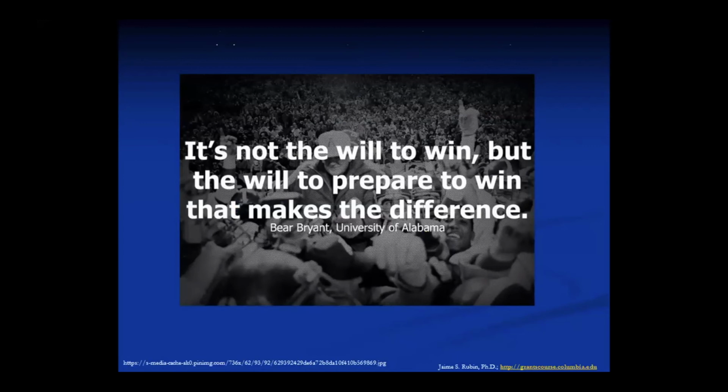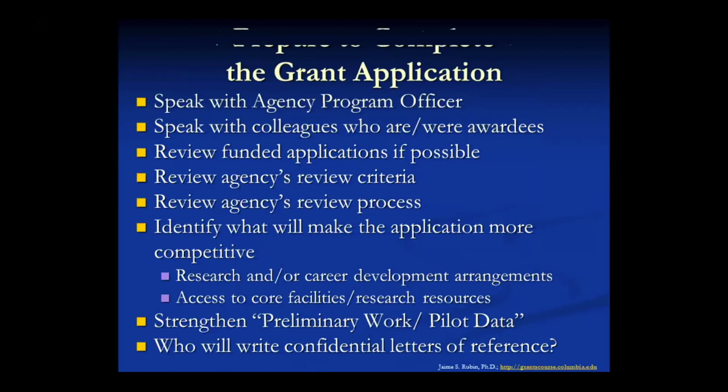So there are things that you can do that will help the competitiveness of your application as you prepare to write the application. Talk to the program officer of the funding agency. Speak to colleagues who have received an R01 grant. Ask to see their grant if possible. That would be very nice of them. Ask to see maybe the reviews that they get back. That would be especially nice of them. Make sure you understand the NIH review criteria, which I went into a lot of detail today. Make sure you understand the NIH's review process, which I went into a lot of detail today. Think about what will make the application more competitive.